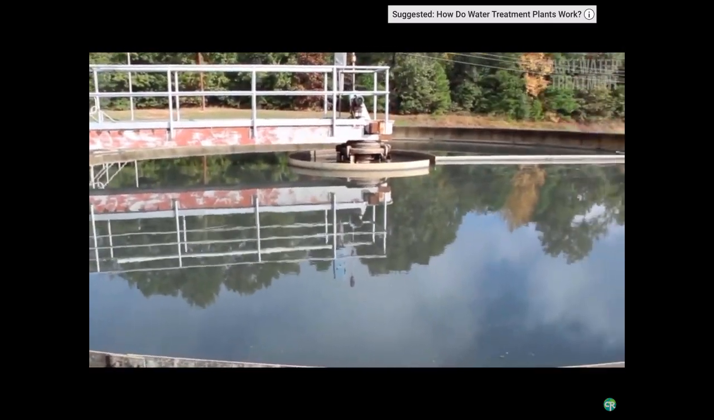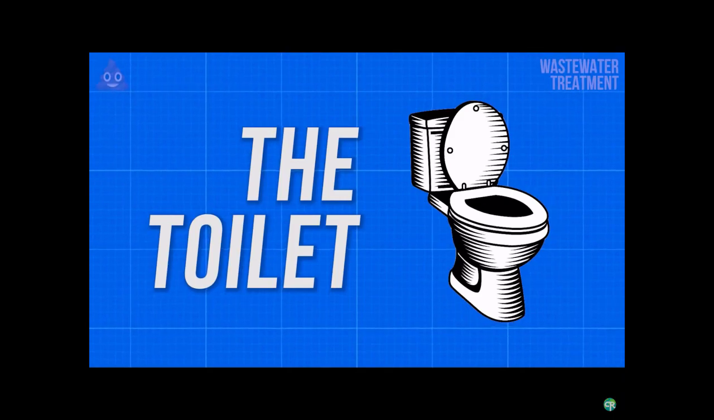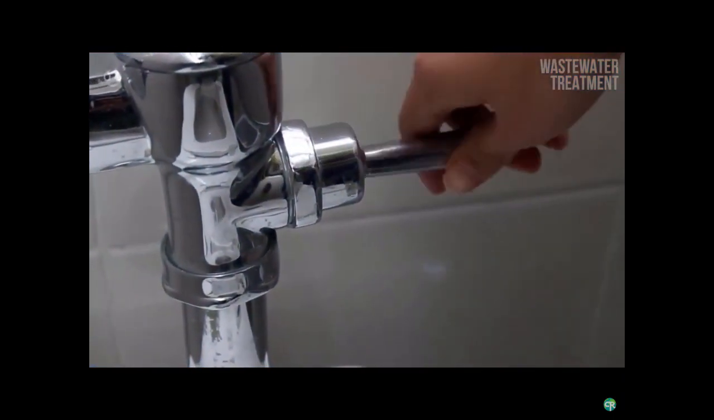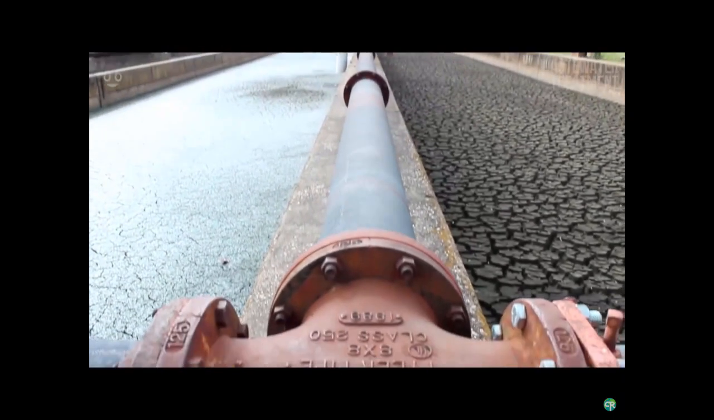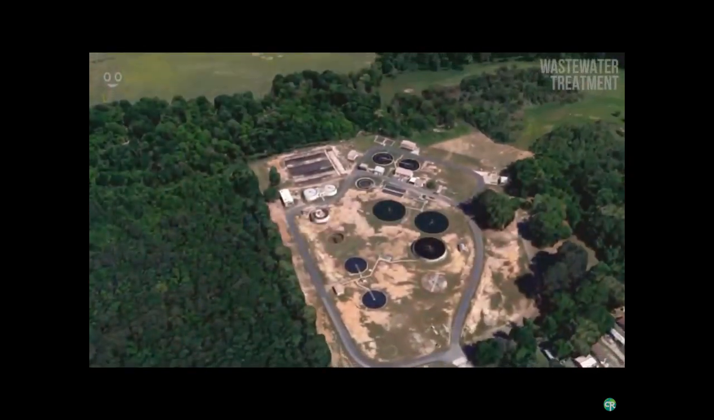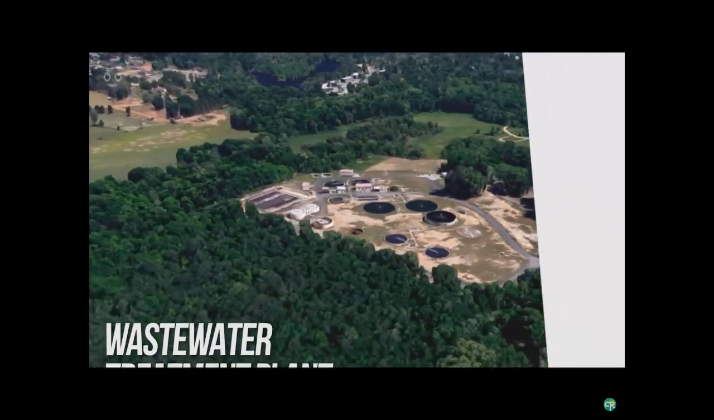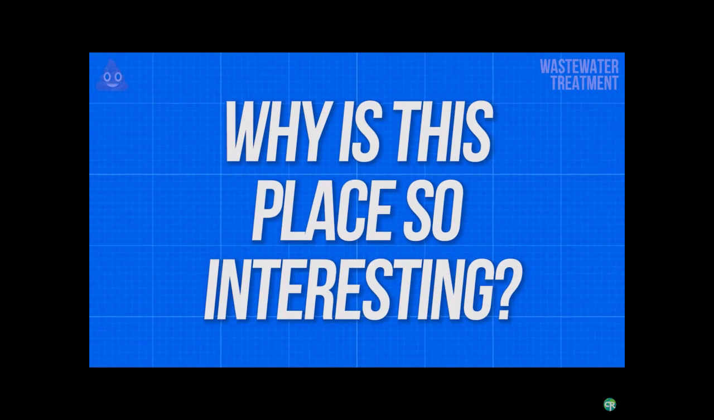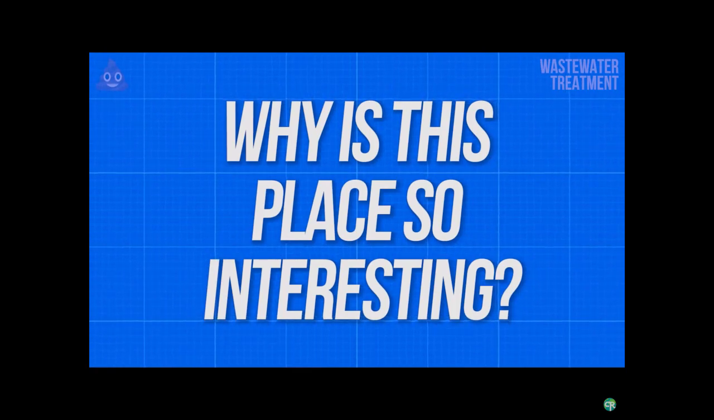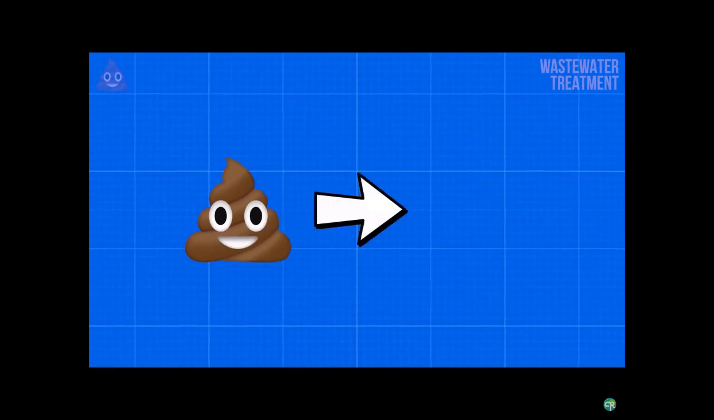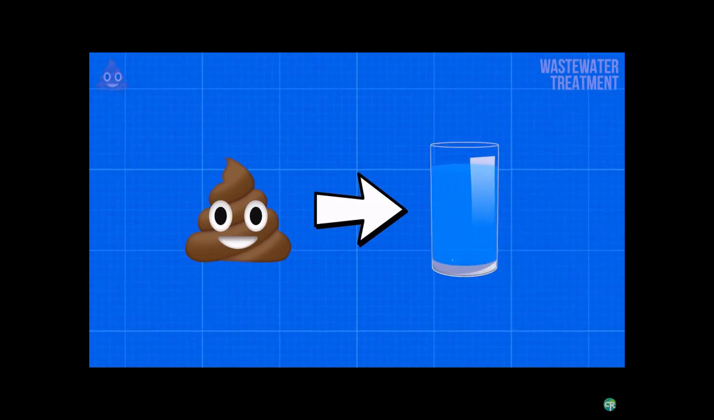Understand the engineering process that makes this toilet water clean. Once you're done doing your dirty business and flush that magical handle, where your waste starts. Your waste ends up at the inlet of one pretty interesting place, a wastewater treatment plant. Why is this place so interesting? Because it takes arguably one of the most disgusting substances in the world and turns it back into something that is essential to all life.